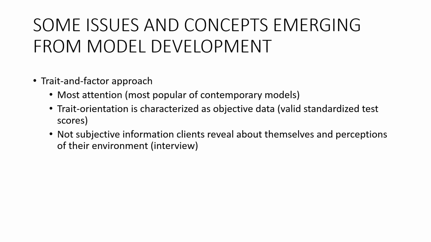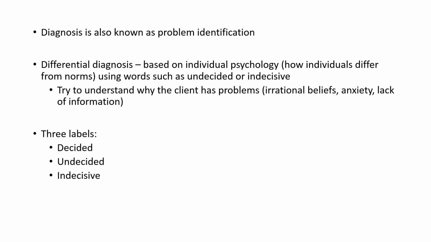Which is why trait and factor is so popular, because it's actually using assessments, which is what the previous one said about objective data. It's about testing and seeing exactly what is being presented and then using that instead of someone's just opinion or point of view. Diagnosis is also known as problem identification. When you get diagnosed, that's trying to figure out what's going on with you. A differential diagnosis is based on individual psychology, how individuals differ from the norms.